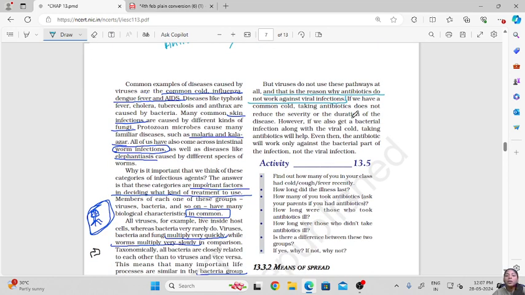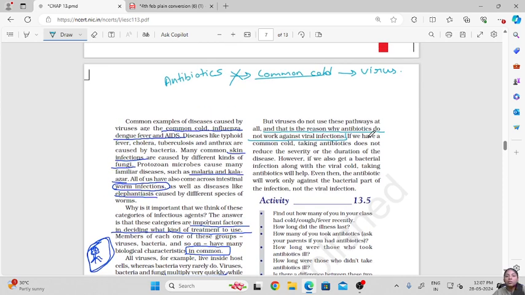However, if we had a bacterial infection along with the viral cold, and then we took antibiotics, then the bacterial part of the infection can be treated with the antibiotic. The antibiotic will work only against the bacterial part and not the viral infection. The common cold will not be treated, but because of these antibiotics the bacterial infection will be treated.